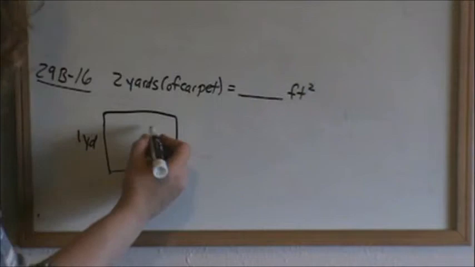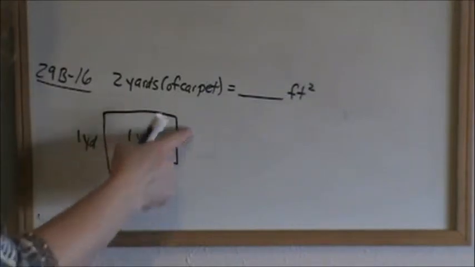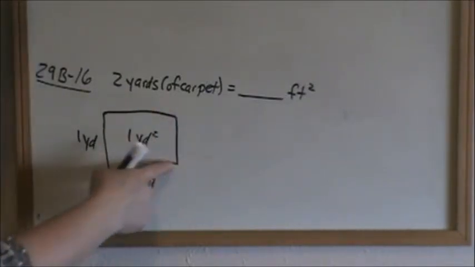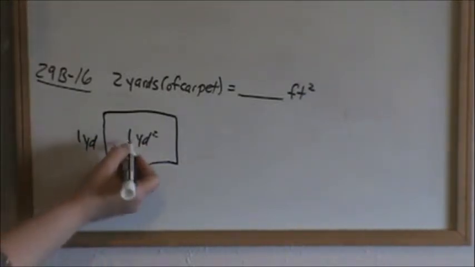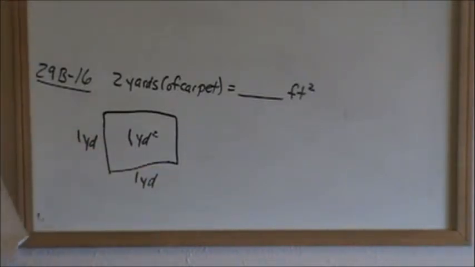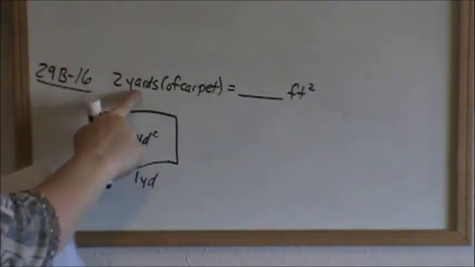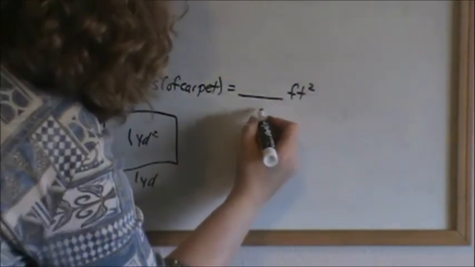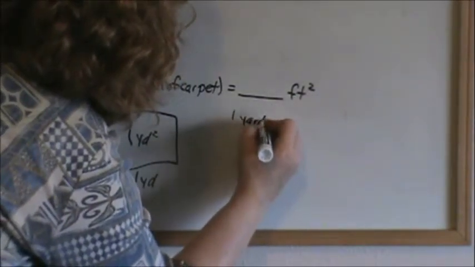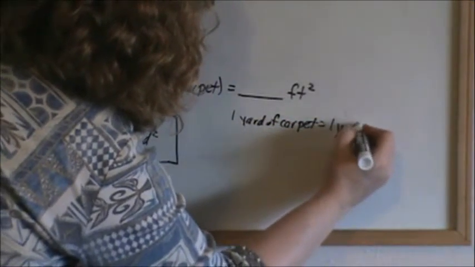The area of this would be 1 square yard. 1 times 1, if I found the area of this square, area is base times height. 1 times 1 is 1. Yard times yard, square yard. Alright? So when we're saying what our conversion factor is for yards of carpet, we say 1 square yard. If you see on your little conversion table, it'll say 1 yard of carpet is the same as 1 square yard.